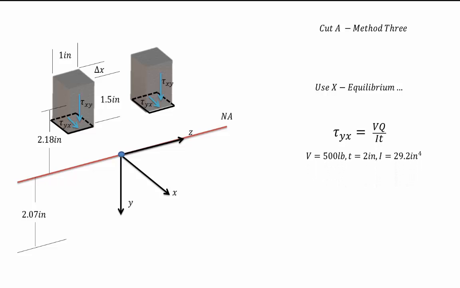As before, tau yx equals VQ over IT, as it always does. The shear force is 500 pounds. The thickness this time is 2 inches. That's to account for both sections, so there's 1 inch from each section. The total T is 2 inches. That's the thickness being cut through. And as always, the moment of inertia is 29.2 inches to the fourth. This time for Q, we have two sections that are 1.5 inches by 1 inch in area, and they are 2.18 inches up from the neutral axis, giving us a Q value of 6.54 inches to the third. If we use our shear stress equation, we find that the shear stress is roughly 56 psi.